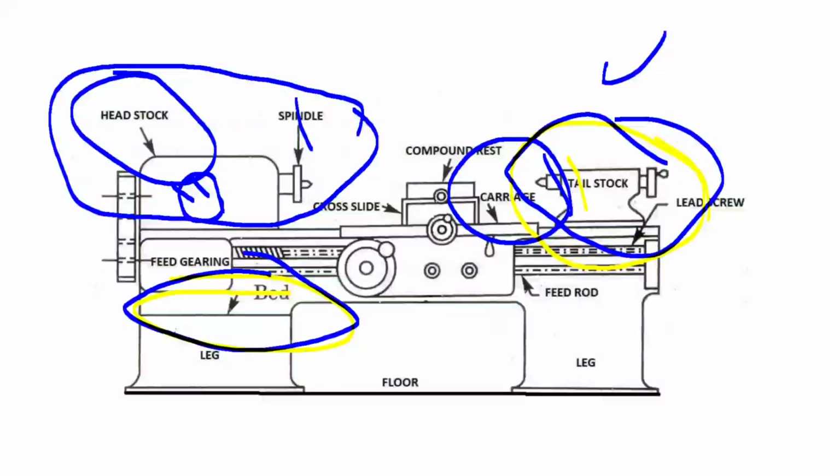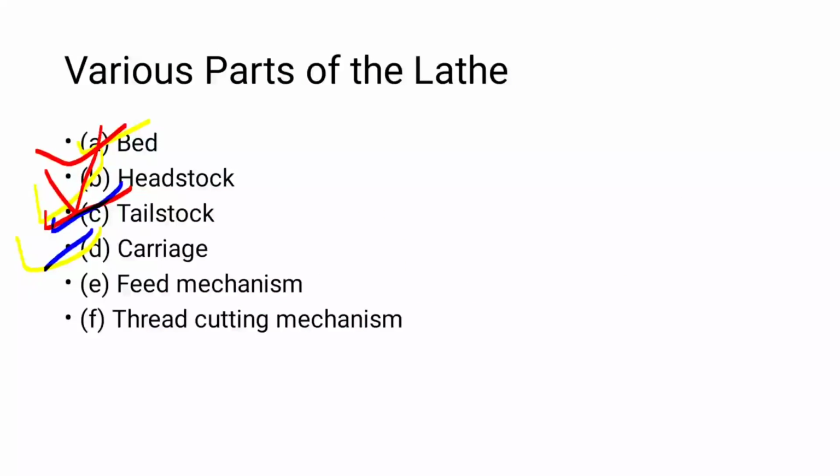In addition to this, there is a split nut which engages when required with the lead screw, while cutting internal and external threads. Is it clear? So this is the apron. These were the five main parts of the carriage. And what is the carriage? The carriage is one of the main parts of your lathe machine. Is it clear? Now next is our feed mechanism.